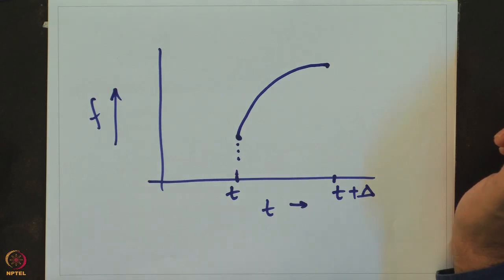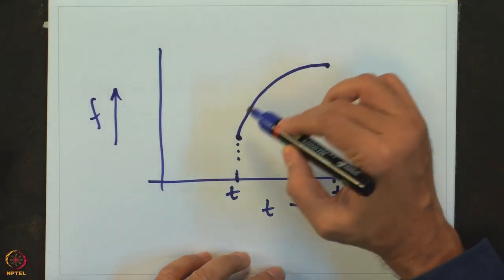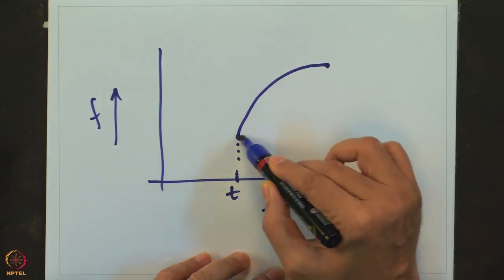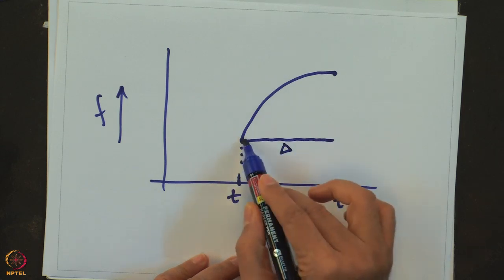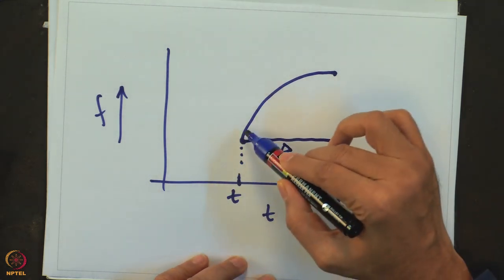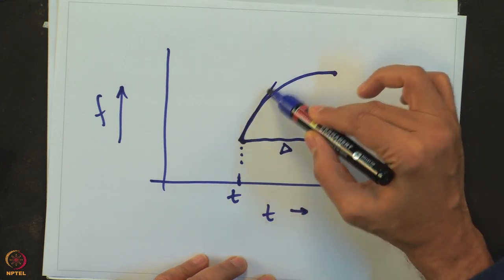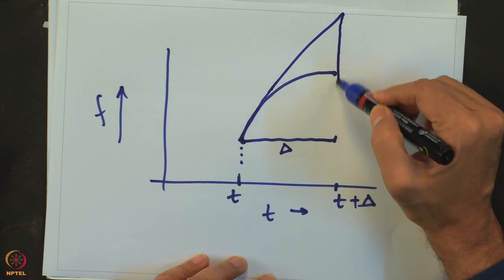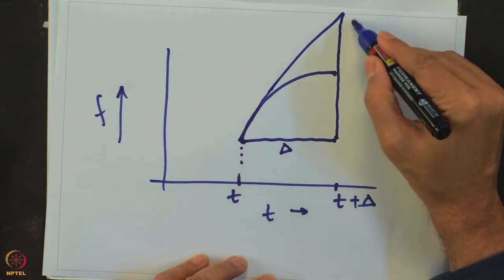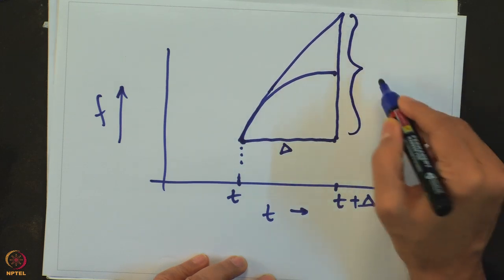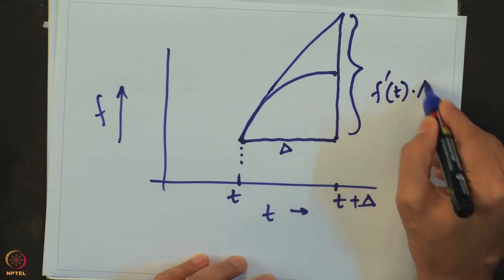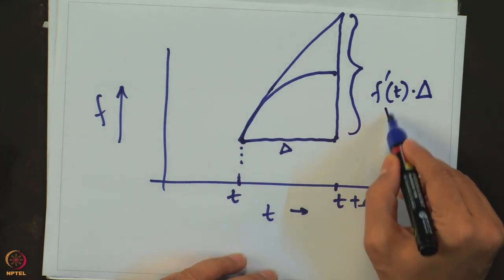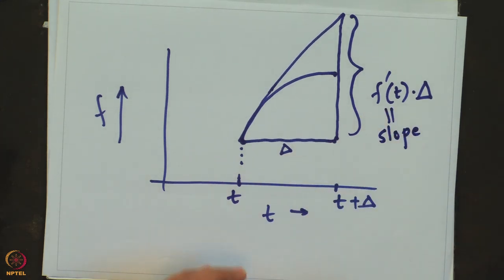Now, what does the first order approximation say? It says that the increment you are going to get is the time difference, which is delta, times the slope. And what is the slope? The slope of the tangent, which is going to be something like this. So this whole thing is f dash at t times delta, because f dash is nothing but the slope of the tangent.